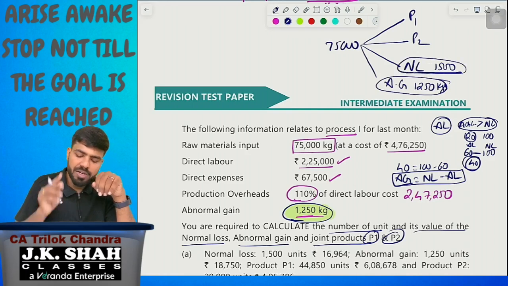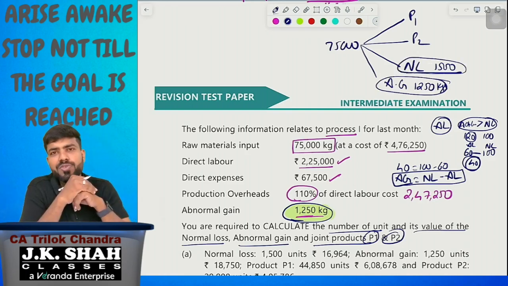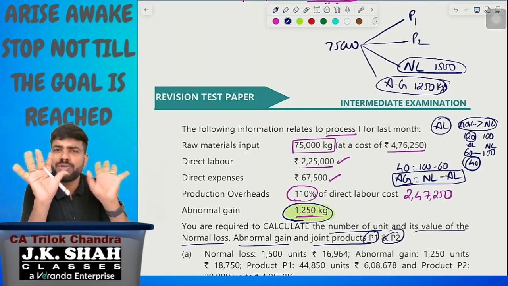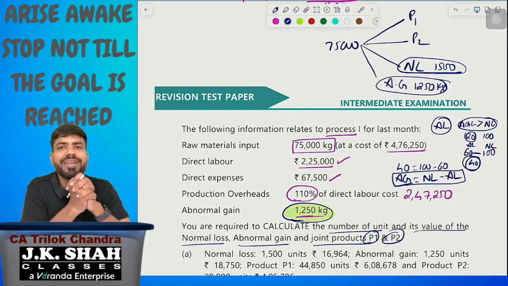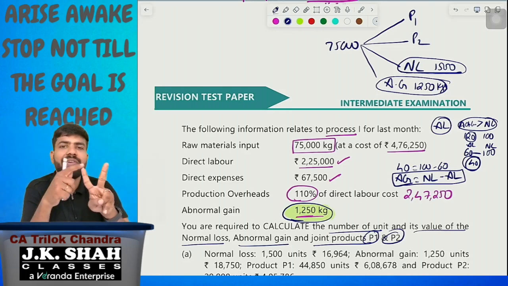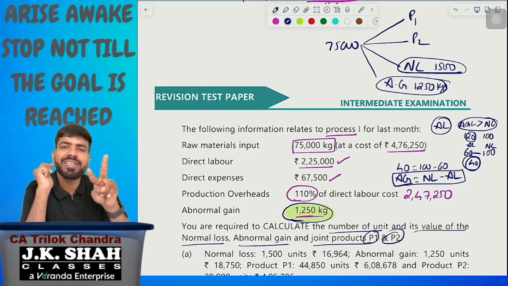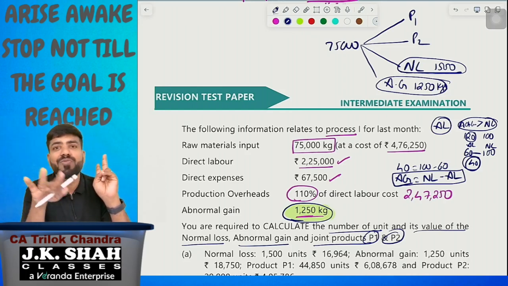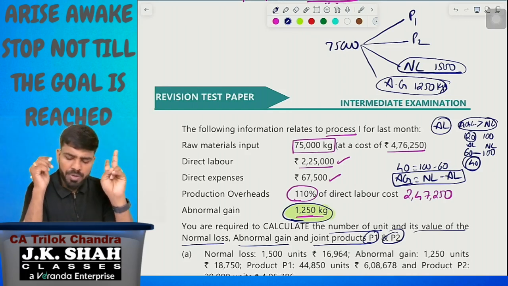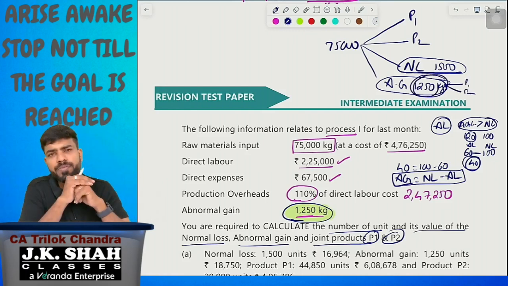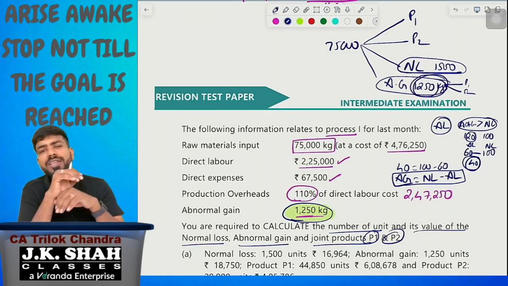Normal loss is 1,500. Here they are using the word abnormal gain. Before all this, you tell me how many products we are getting as the output? Only two products, P1 and P2. Normal loss and abnormal gain are nothing but the loss we are calculating. Now, the abnormal gain of 1,250 kgs will be getting output in the form of P1 and P2 only. That will be coming out as good units.